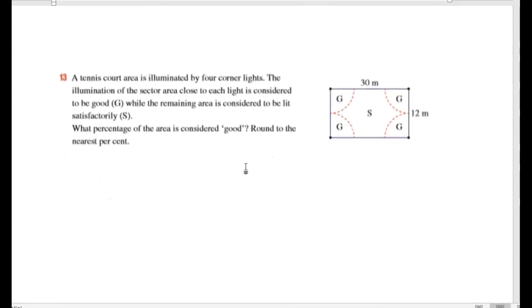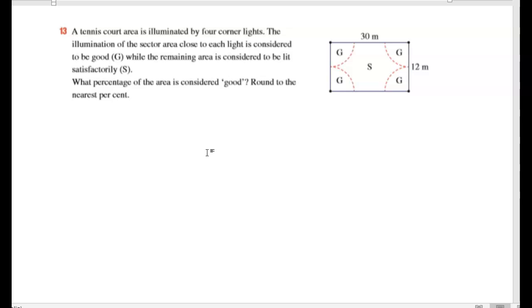All right, scrolling on to question 13. A tennis court area is illuminated, so that means lit up, by 4 corner lights. The illumination of the sector area close to each light is considered to be good, and the remaining area is considered to be lit satisfactorily. Well, that's a bit silly, because if you're playing tennis, this is the main area that you're actually playing tennis. All right, what percentage of the area is considered good, round to the nearest percent?